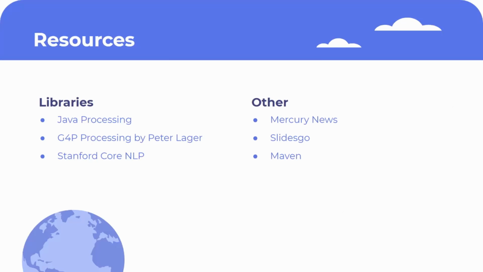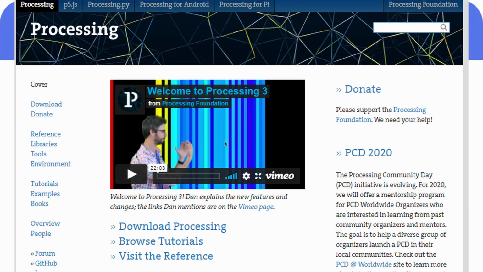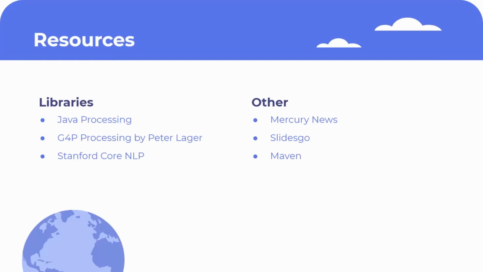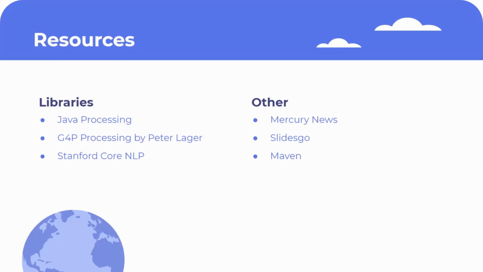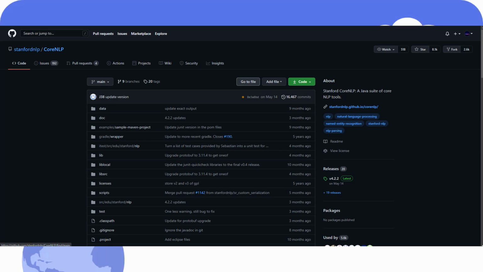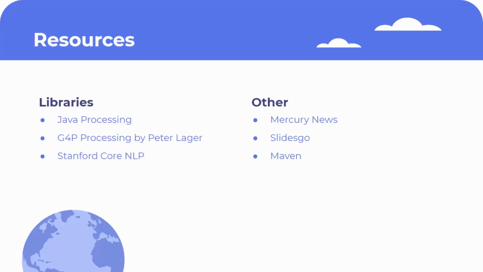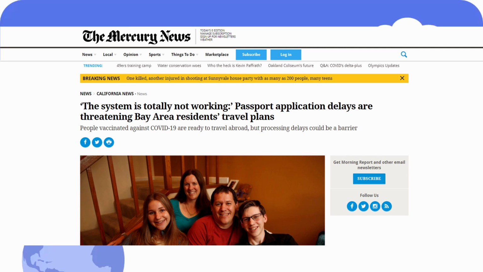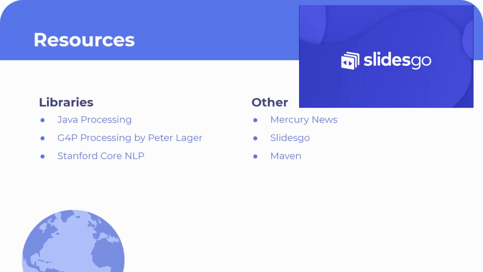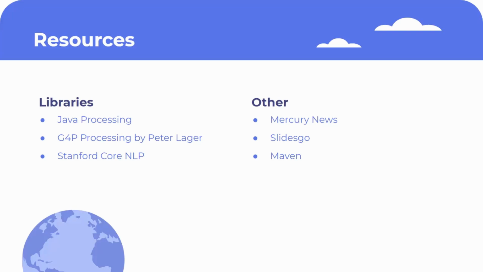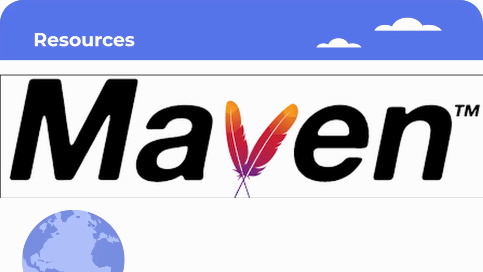Some of the resources we used in the development of this project include the Java Processing library, as well as an extension of the library called G4P Processing by Peter Lager. We also utilized, as mentioned earlier, Stanford's CoreNLP, which was a fundamental part of this program. And finally, our inspiration was from an article in Mercury News, which mentioned the long wait times to get passports. This slideshow template was made via SlidesGo, and we used the Maven Java library as a compiler.